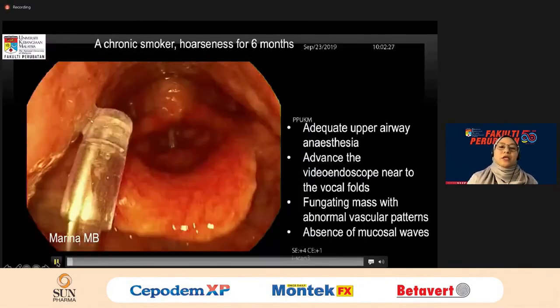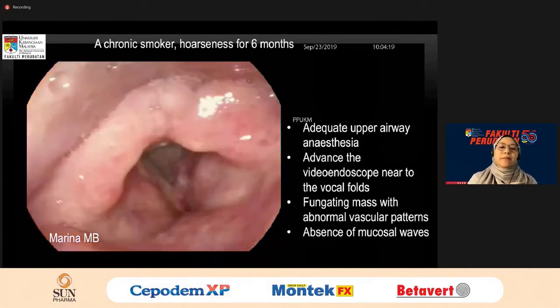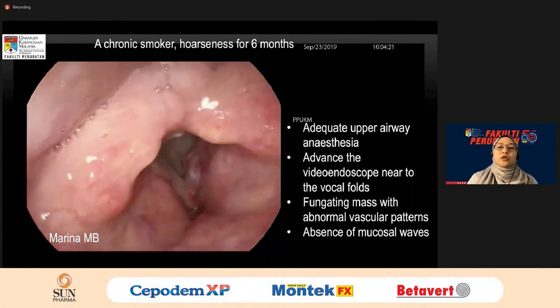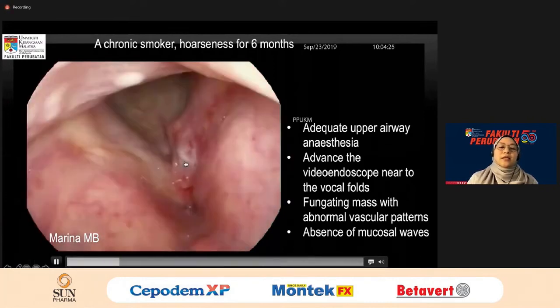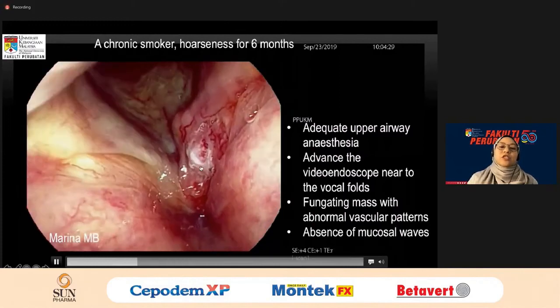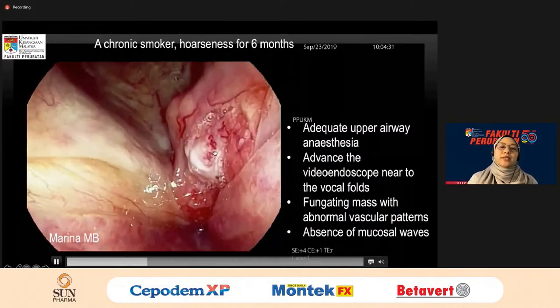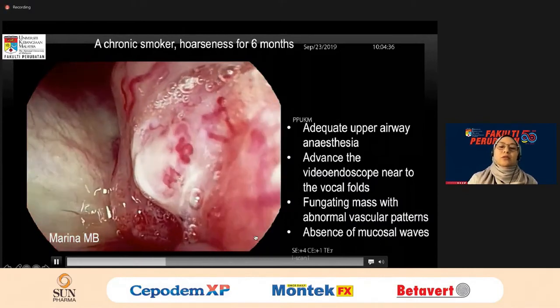This is another patient, a chronic smoker male. We give adequate upper anesthesia and then advance the endoscope as near as possible. This is on white light as the endoscope nears the vocal fold, and we change to eye scan. We can appreciate type 4 vessel. There's a worm-like pattern, bizarre looking vessels.